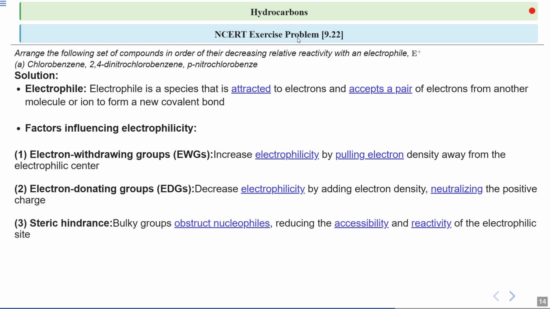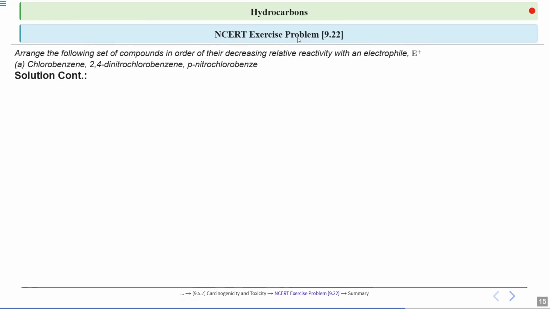Then we have steric hindrance. Bulky groups obstruct the approach, reducing the accessibility and reactivity of the electrophilic site. So, this is the information that you need. Now, we can move on to the compounds one by one. So, continuing with the solution.